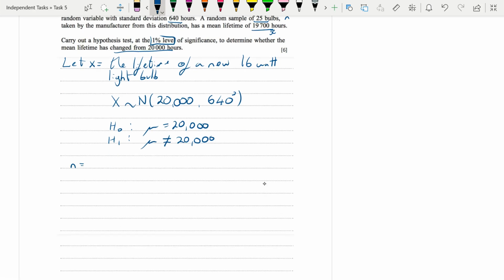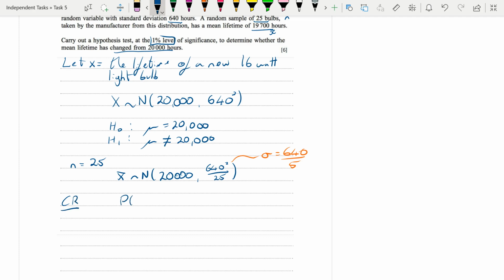Next thing I'm going to do is my sample mean. So n is 25. So for my x bar, my mu doesn't change. My standard deviation does. So I get 640 squared all over 25. Okay, and if I'm thinking about what goes in my calculator, I'm going to square root the top and bottom. So that's 640 over 5. Which again I could work out, but I'm just going to type it into my calculator. Now from here, there's two methods we can do. We can either do p-value or we can do critical regions. Okay, now I'm going to do critical regions. This is the method that I prefer.